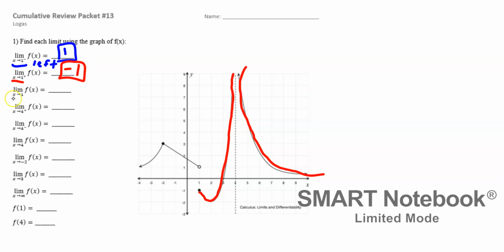Which means that the answer to the limit as x is approaching 1: is the limit the same from the left and the right? No, it's not. So my limit at 1 exactly does not exist.